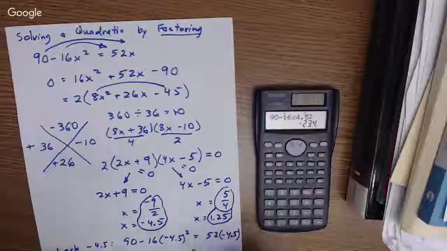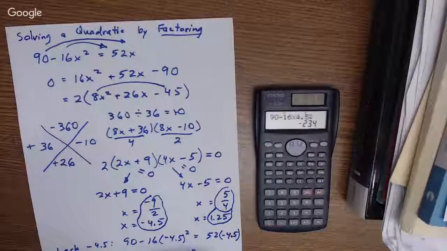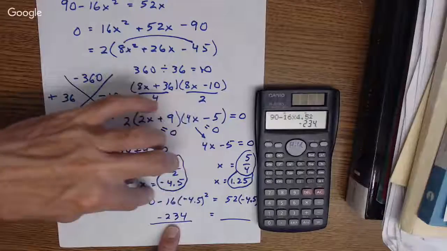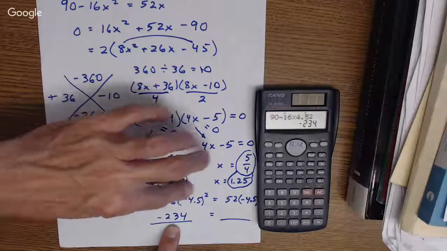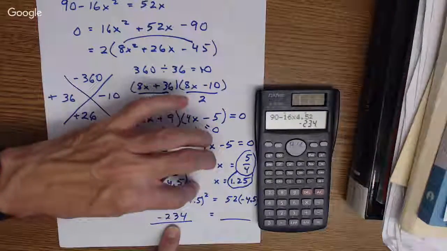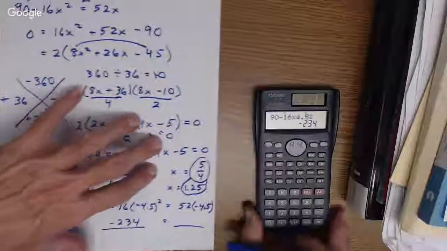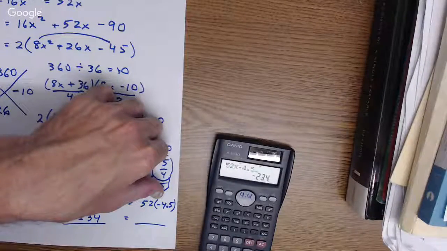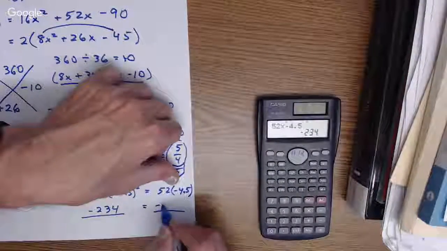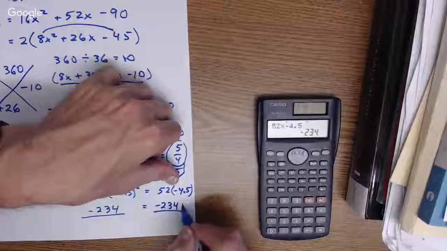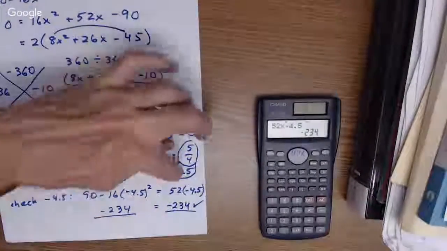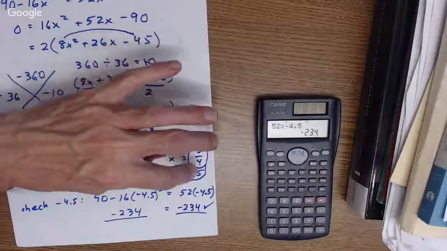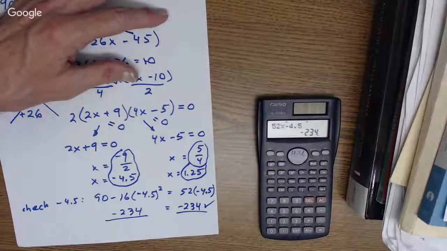And that turns out to be negative 234. So that's what I write down here. Negative 234 is what this side of the original equation equals, with negative 4.5 plugged in. Now over here on the right-hand side, it's a little bit easier. I just go 52 times negative 4.5, and I get negative 234. So that is a good check. You could check the other number if you wanted, but you don't really need to. If you got this one right, I'm going to be satisfied and say you probably got that one right also.